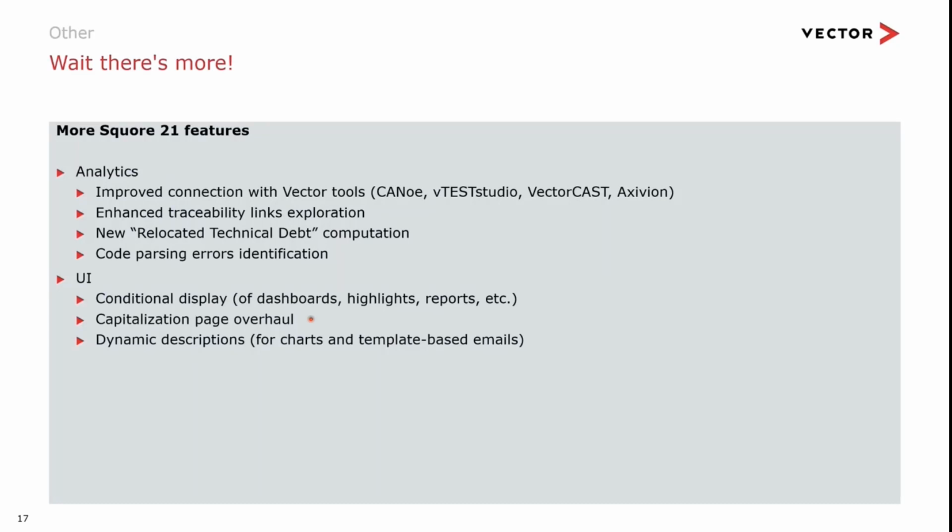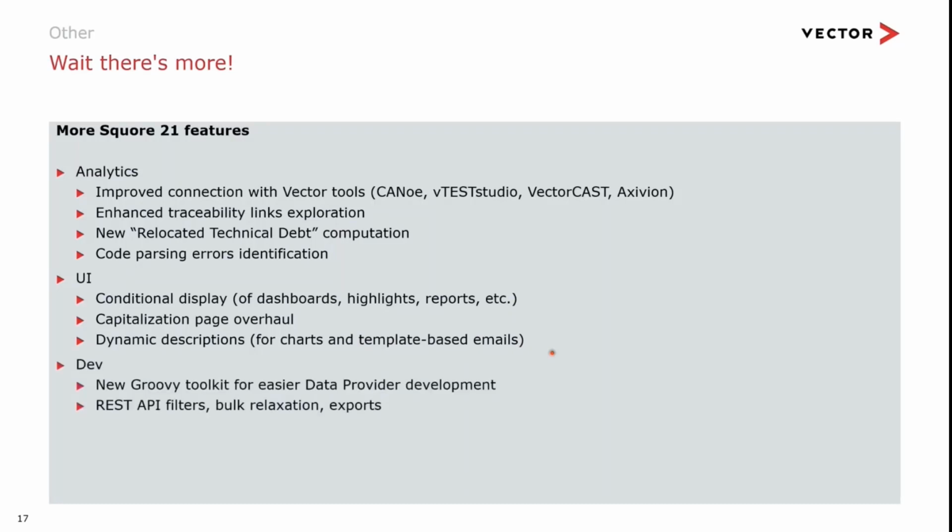Also, the capitalization page has been fully remade. It's nicer and quicker now. And the descriptions are dynamic. Up to now, the charts had static descriptions. Now they can depend on some computation, on some metrics, which makes them more relevant to the data being shown. And this concept also is present now in the template-based emails generated by Squore automatically, which are dynamic.